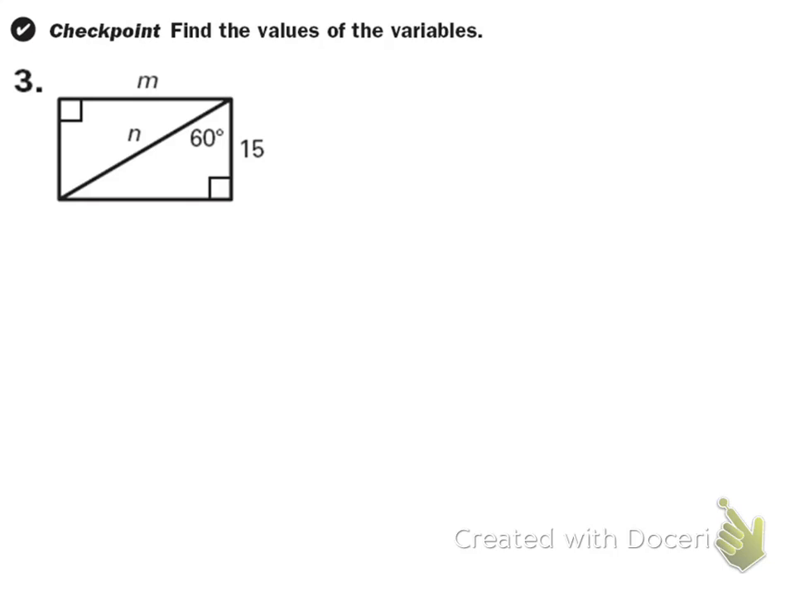In this example, first we should recognize that we have a rectangle, and in that rectangle they've drawn a diagonal. That diagonal has split the rectangle into 2 right triangles. Because this angle is a 60-degree angle, in this right triangle, the third angle must be a 30-degree angle. So we have a 30, 60, 90 triangle. Since we know the side across from the 30-degree angle, that would be our short leg.